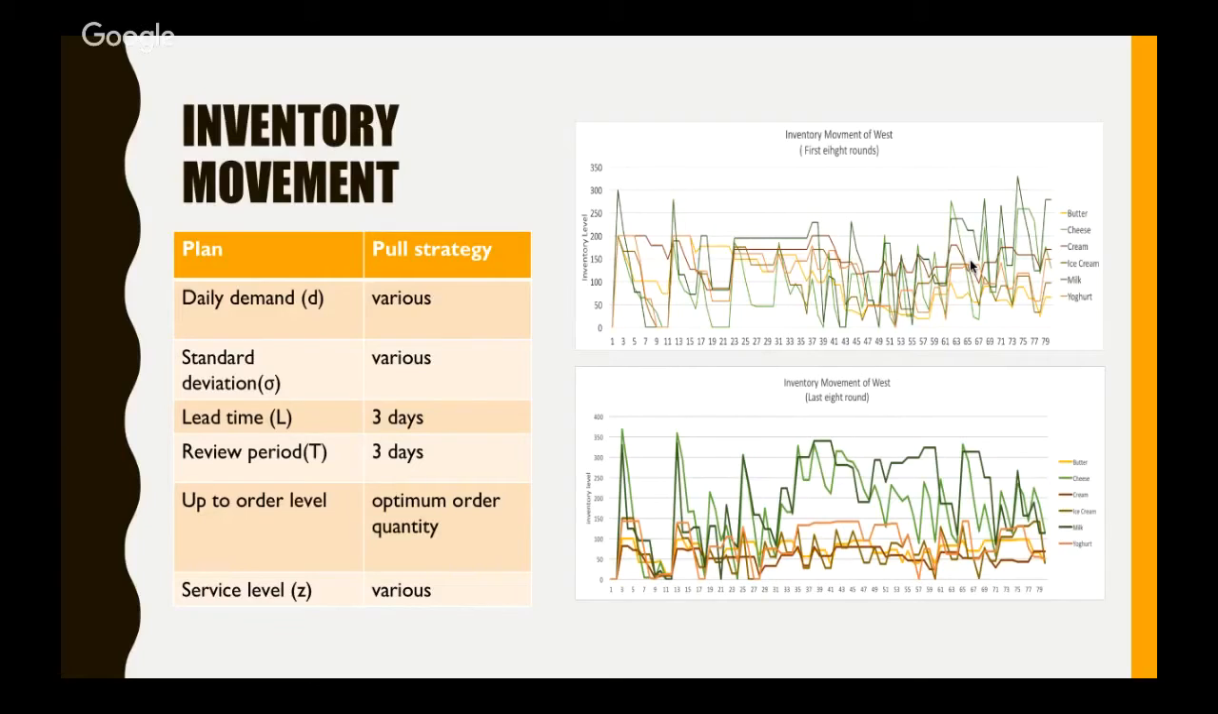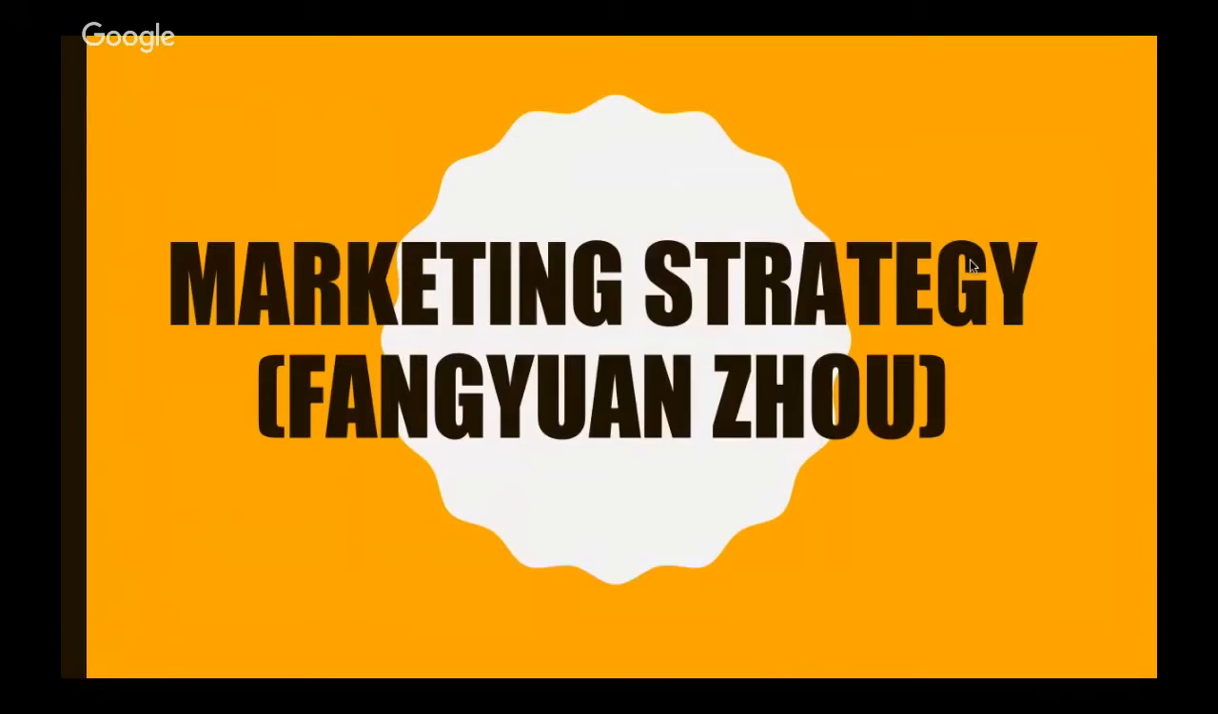Okay, so in summary, we need to keep looking at the inventory movement to adjust the transfer quantity and provide information to the marketing department to adjust price. And those inventory movements also remind us to always keep enough inventory on hand. Now let's move on to the marketing management.